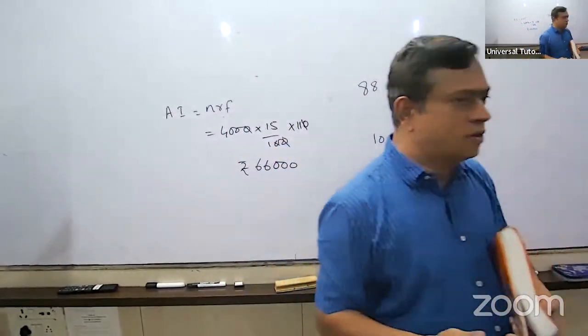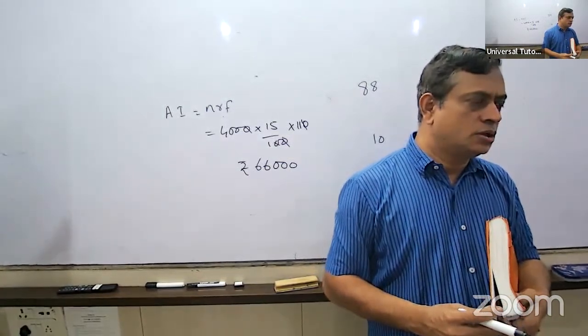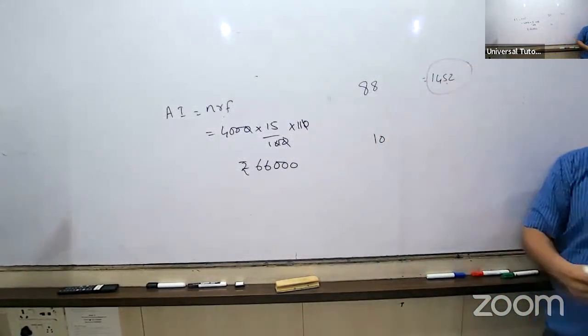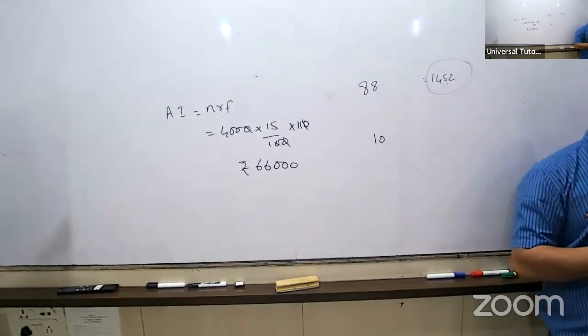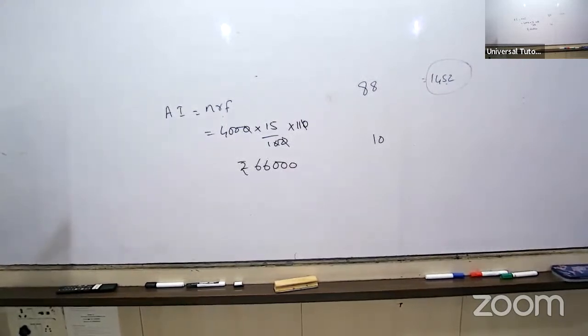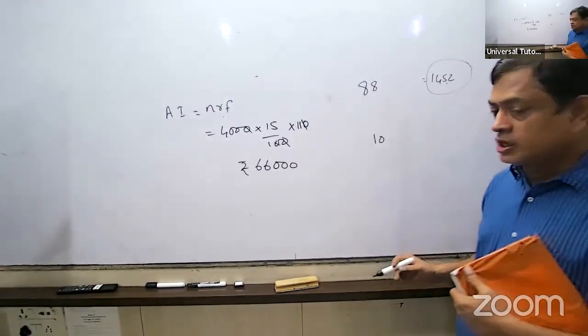10%. Therefore, what is his total dividend? Total 1452. Okay, what is the sum invested by him? 145. What is the number of shares? 88. So look here.